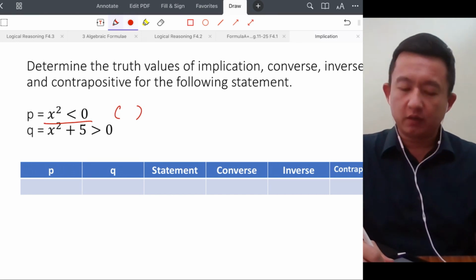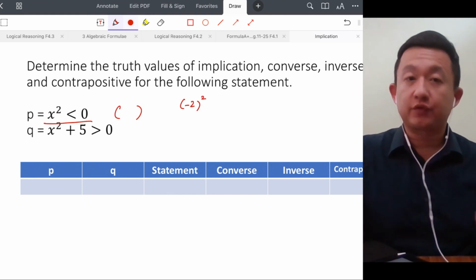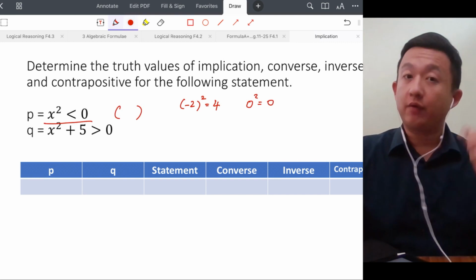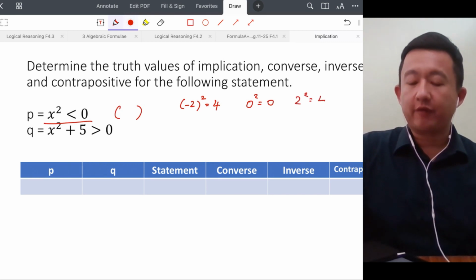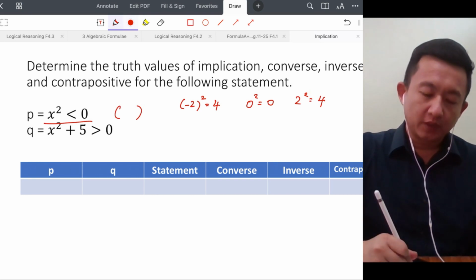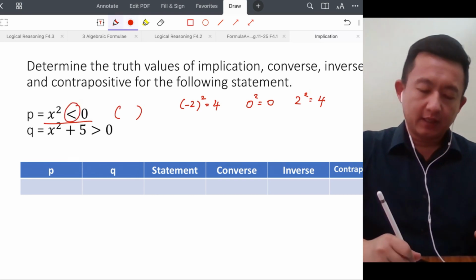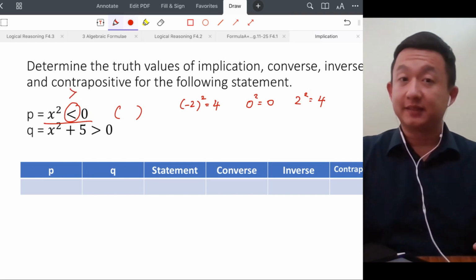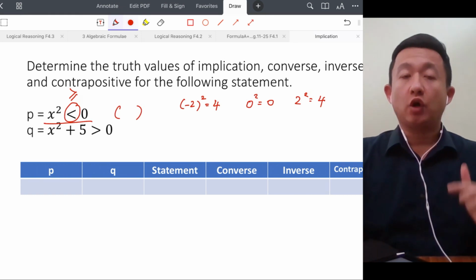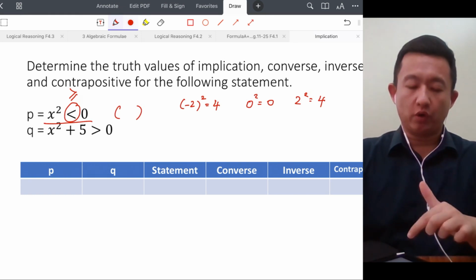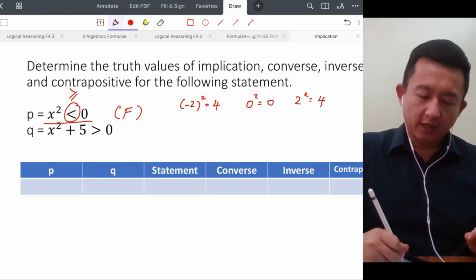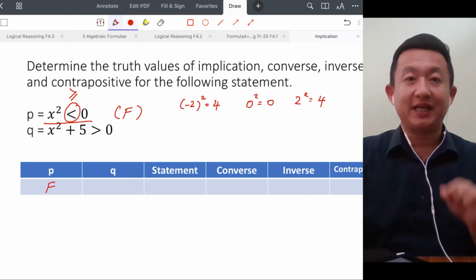Now let's put in any number to test it out. Let's say you have negative 2. What do you have? You have 4. Let's say you have 0 squared, you have 0. Let's say you have 2 squared, you have 4. By doing this trial and error, you know that x squared is actually either more than 0, positive, or equal to 0. It's always more than or equal to 0. It cannot be less than 0 for x squared. So this is false, and you write in the truth value for P is false.